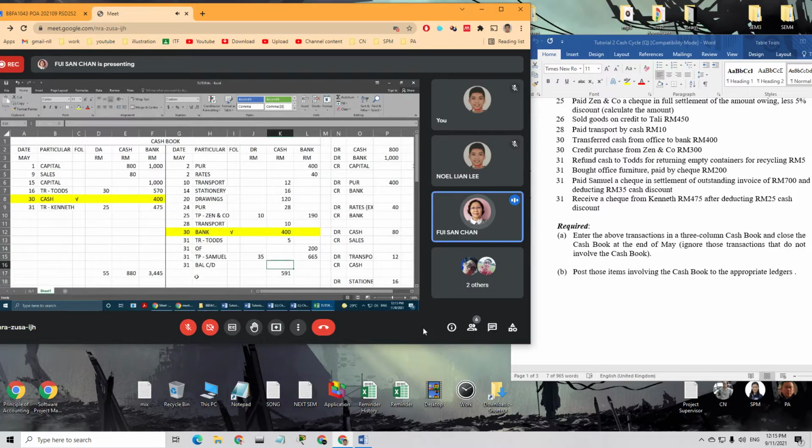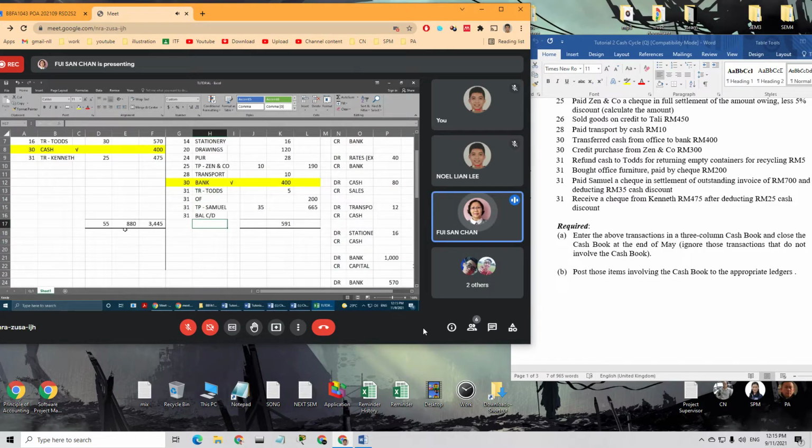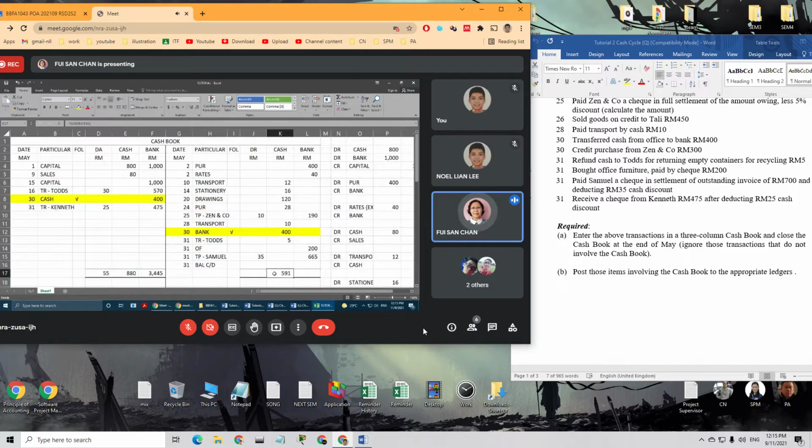So meaning I have a balance, right? I have a balance, correct? Basically it's like this, because your debit must equal credit. If I draw this one, then you can see very clearly, correct? So debit side is 880. Here must be 880 also, right? So I have a balance now, balance c/d. Balance c/d means this balance I'm going to carry down to next month. Yeah, I'm going to carry it down to next month.